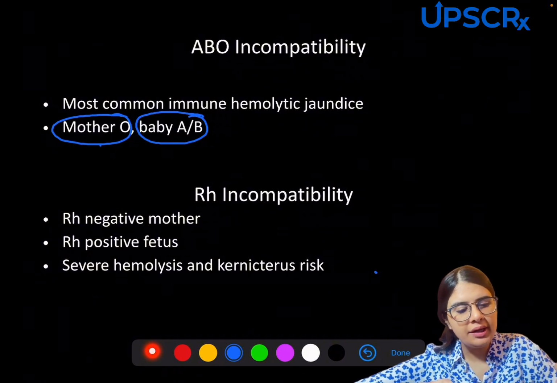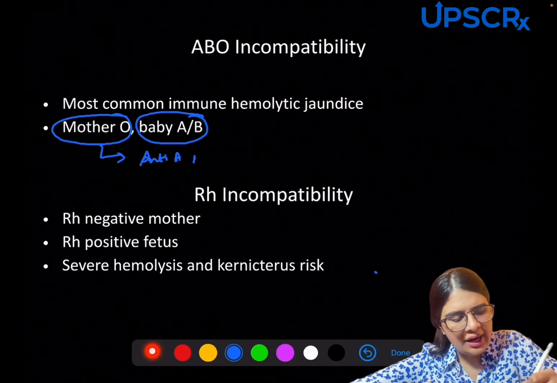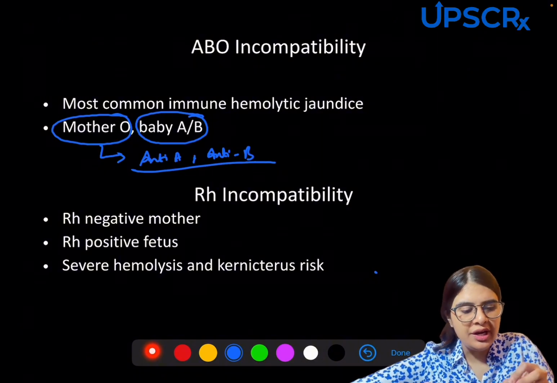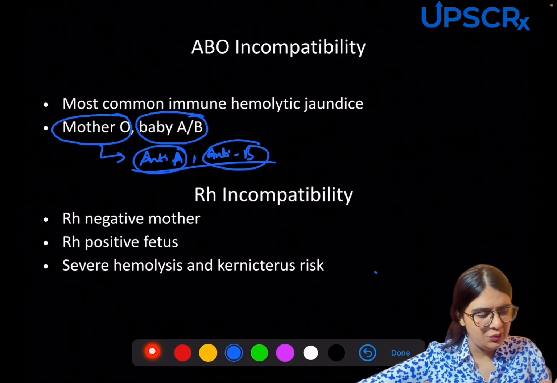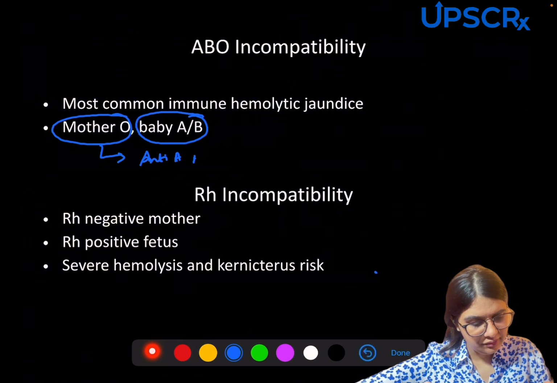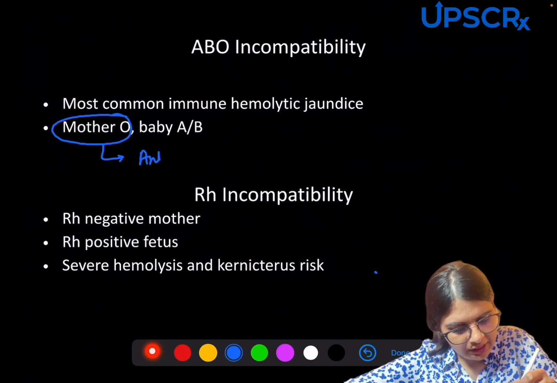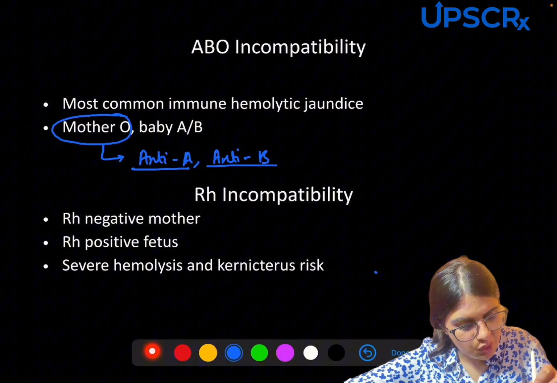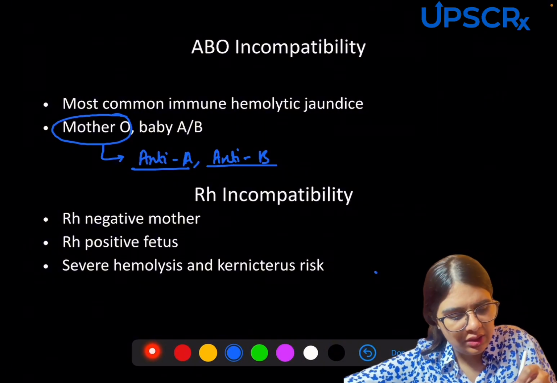A and B. But blood group O has both antibodies, that is anti-A antibodies and anti-B antibodies. So it lacks both antigens, but it has both antibodies, anti-A antibody also and anti-B antibody also. Okay. Don't know if my handwriting is clear or not. I'll write again. Anti-A antibody and anti-B antibody. So these are the two antibodies which are present in blood group O. It lacks both antigens, but both antibodies are present, right?